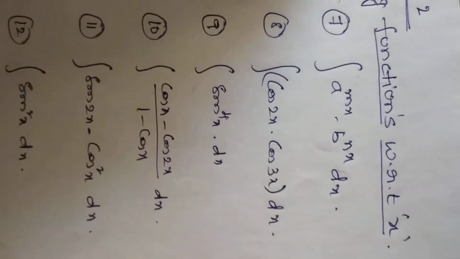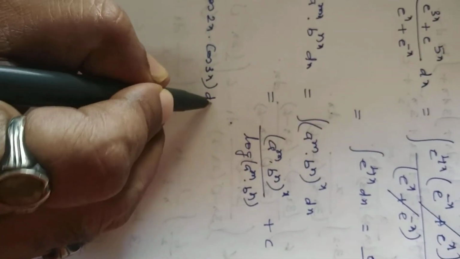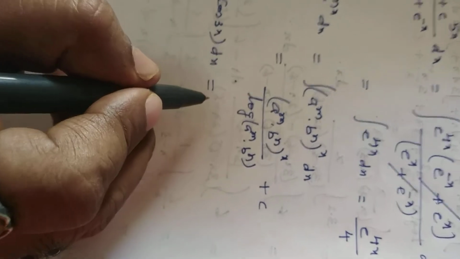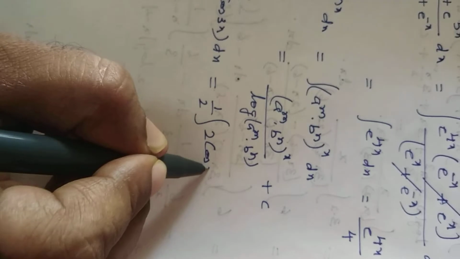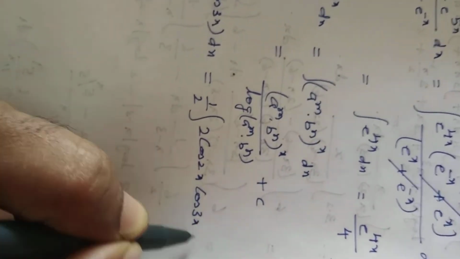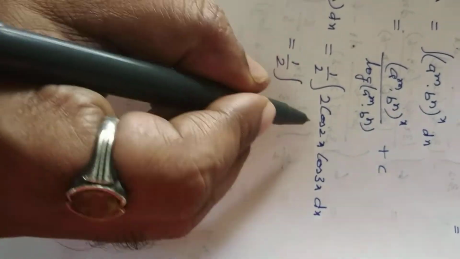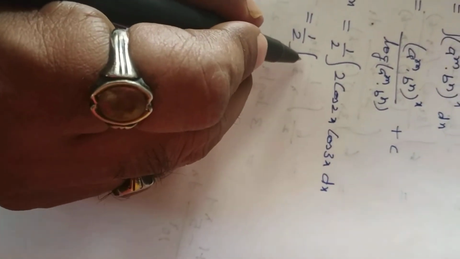Okay, so problem number 8. Integration of cos 2x into cos 3x dx. Here what we will do is multiply and divide by 2 first of all. 1 by 2 of 2 cos 2x cos 3x. How many of you remember the formulas from transformations? 2 cos A cos B is cos A plus B plus cos A minus B.